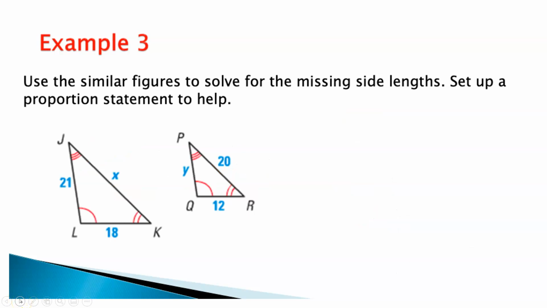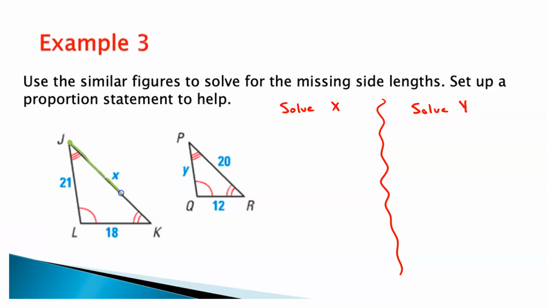All right. Example number 3 says use the similar figures to solve for the missing side lengths. This time I actually have more than one. Set up a proportion statement to help. So I see that I have to solve for x and I also have to solve for y. So let's go ahead and solve for x first. I'll try to keep my work over here on the left, and on the right we'll solve for y.